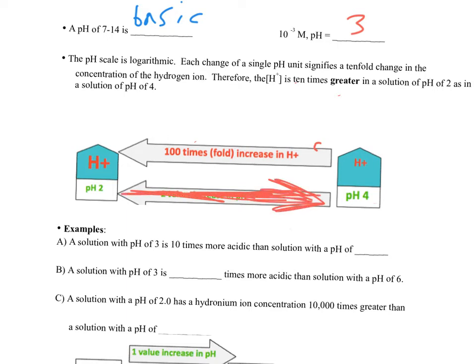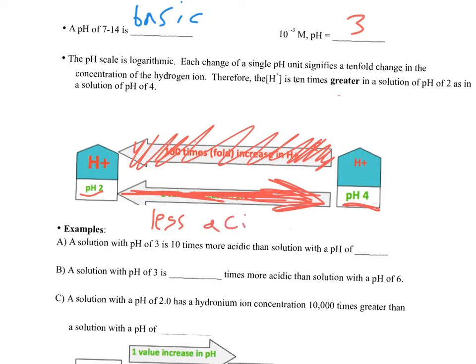We start at a pH of 2. Let's cross this off just to get it out of our way. We're going from a pH of 2 to a pH of 4. Now we're not getting more acidic. We're still an acid in both pHs, but instead we're getting less acidic. So our H plus concentration is not increasing, it's decreasing.